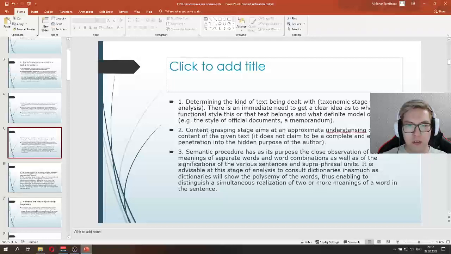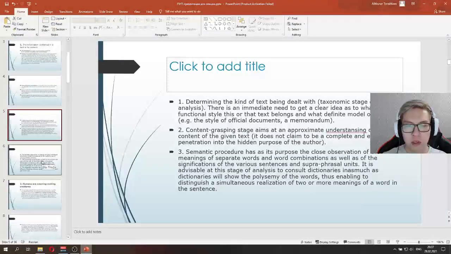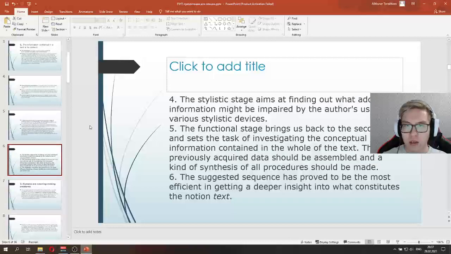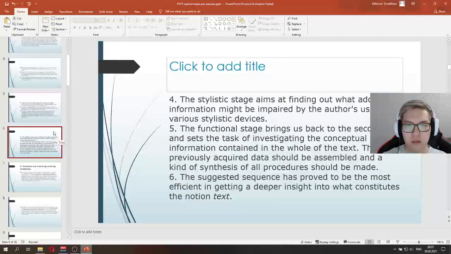It's advisable at this stage of analysis to consult dictionaries, inasmuch as dictionaries will show the polysemy of the words, thus enabling us to distinguish a simultaneous realization of two or more meanings of a word in the sentence. Number 4 is the stylistic stage that aims at finding out what additional information might be imparted by the author's use of various stylistic devices.